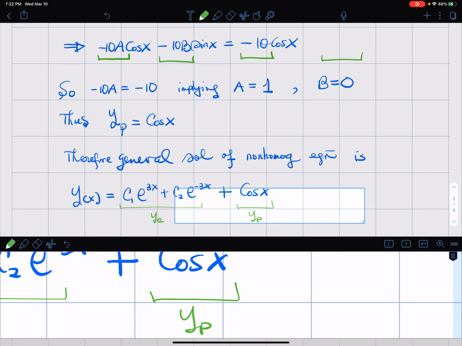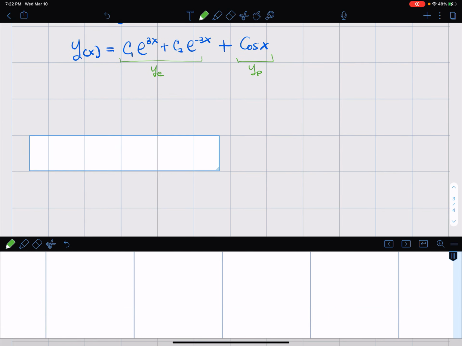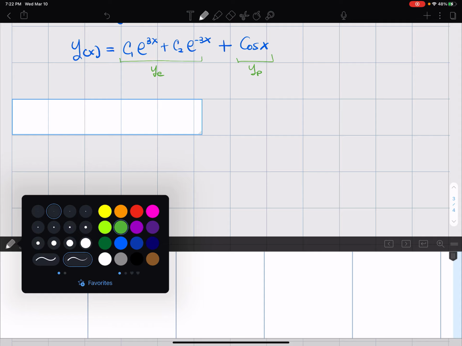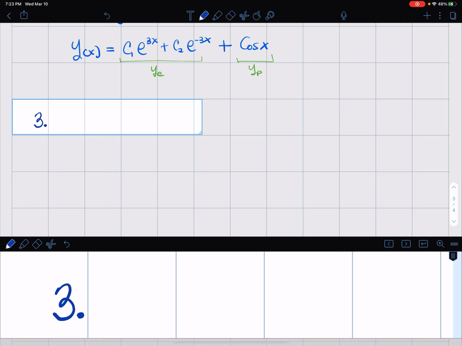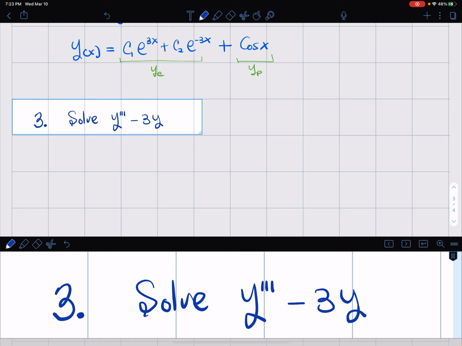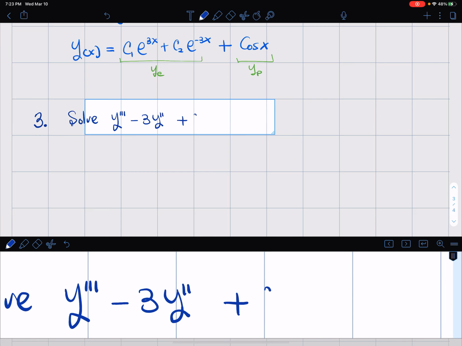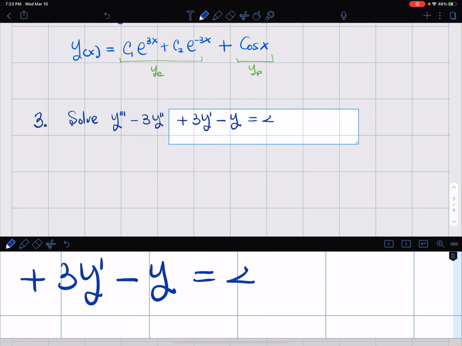Okay. What else can we do? Let's look at a third one. Let's solve y triple prime minus 3y double prime plus 3y prime minus y equals 4e^x.